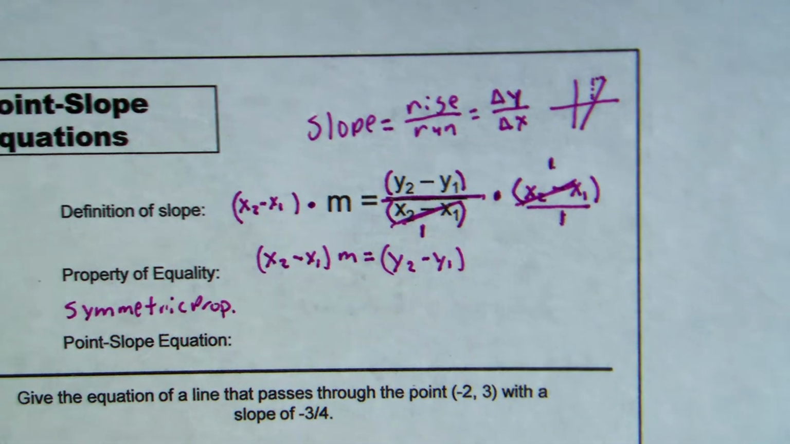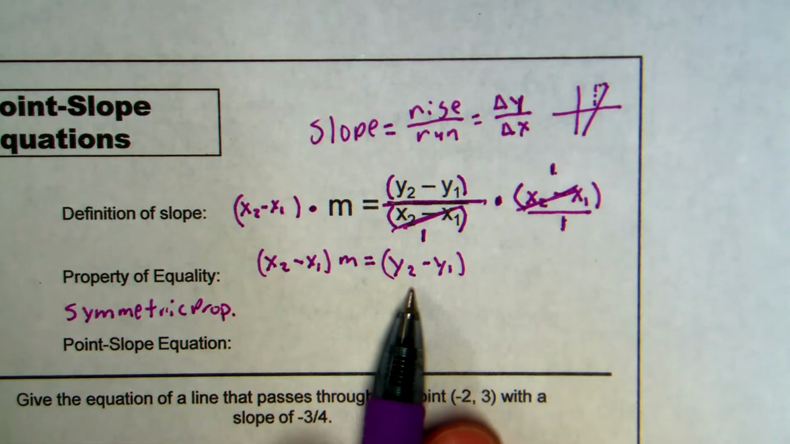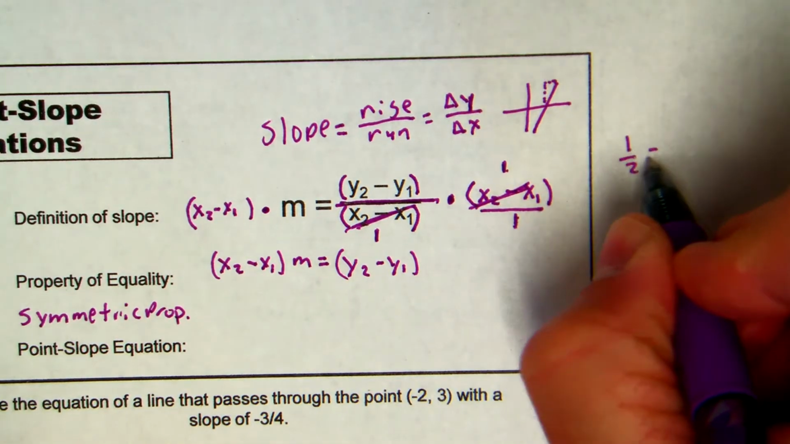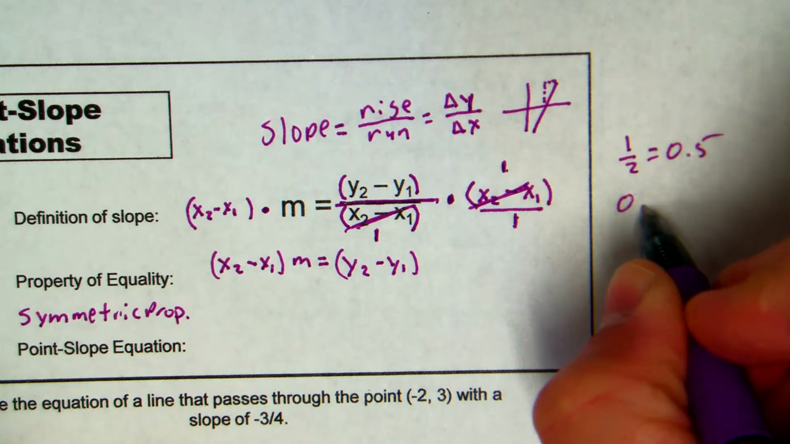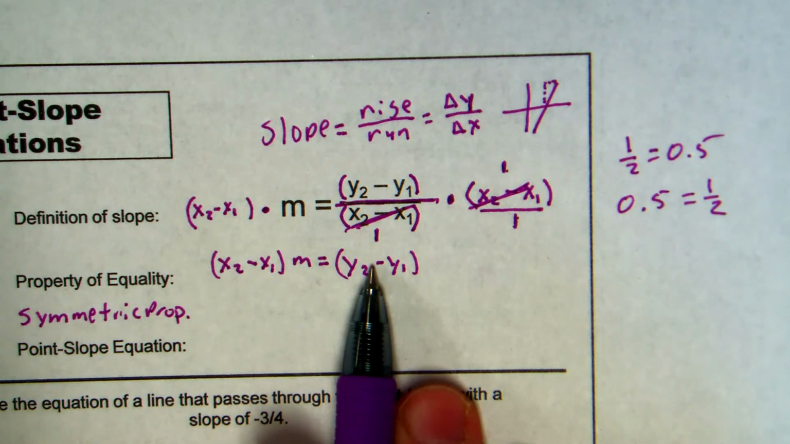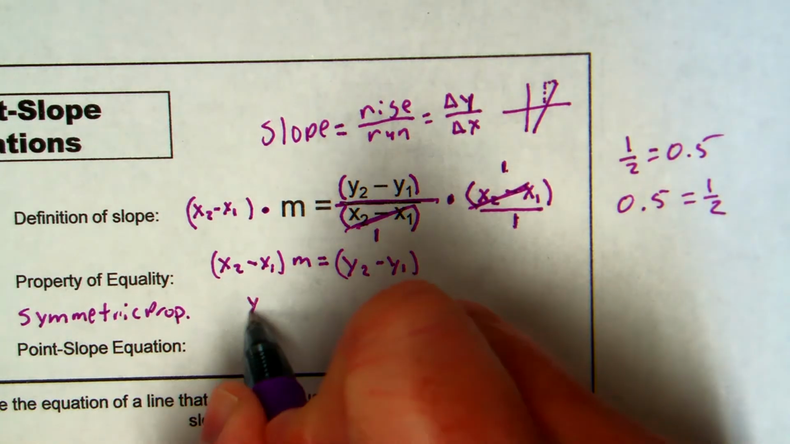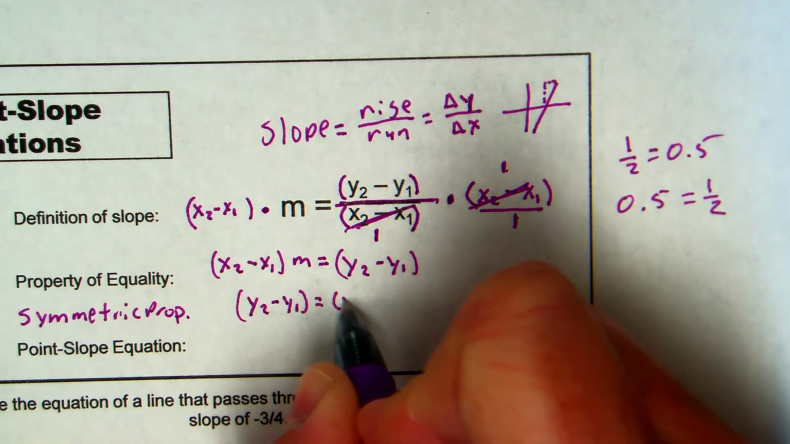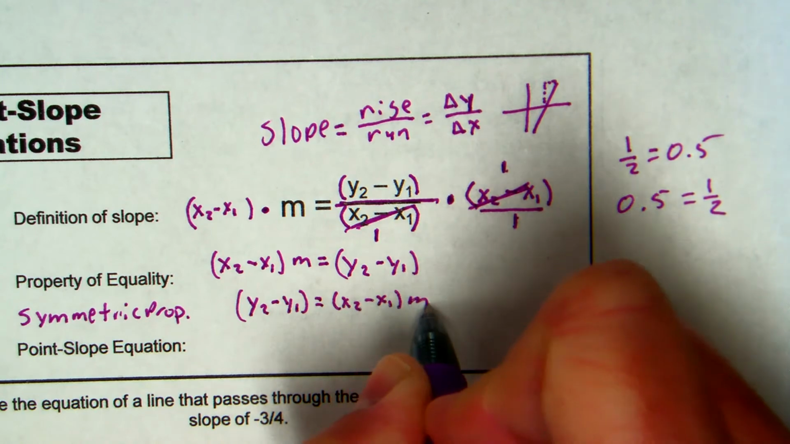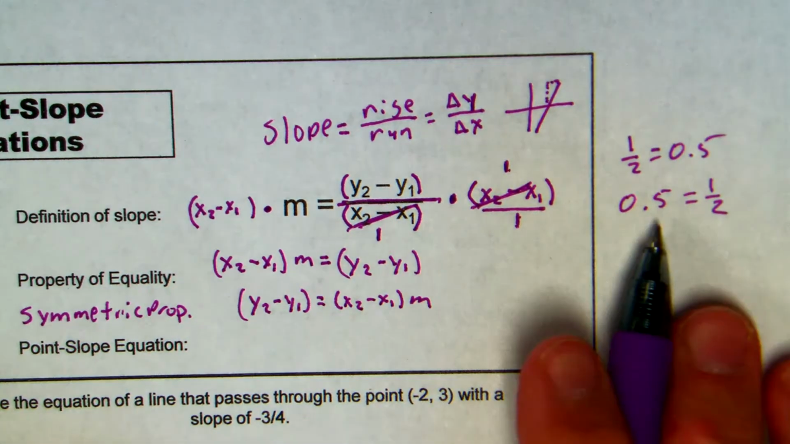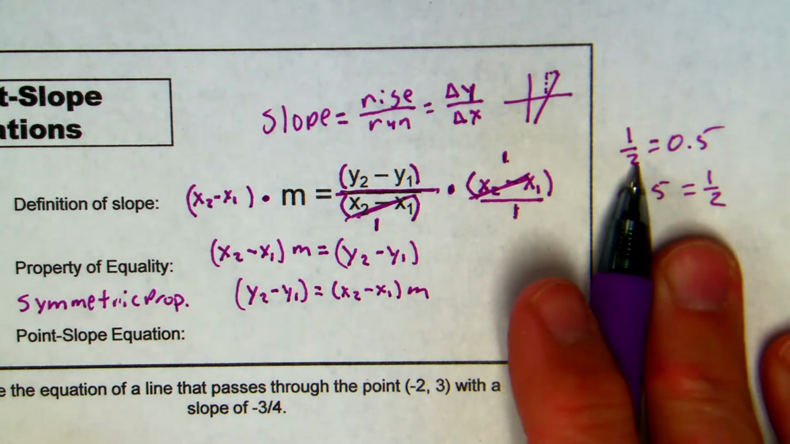The symmetric property says if two things are equal to each other, it doesn't matter what side of the equal sign they're on. For example, if I have 1/2 equals 0.5, I could write that as 0.5 equals 1/2, and it's still equally true. I'm going to do that here. I'm going to move my y2 minus y1 to the left side, and I'm going to put my x2 minus x1 times m and put it on the right side. There again, I'm just switching which side of the equal sign it's on, and it doesn't change the truth of the equation.